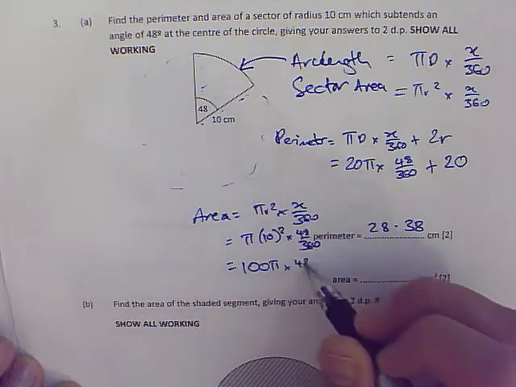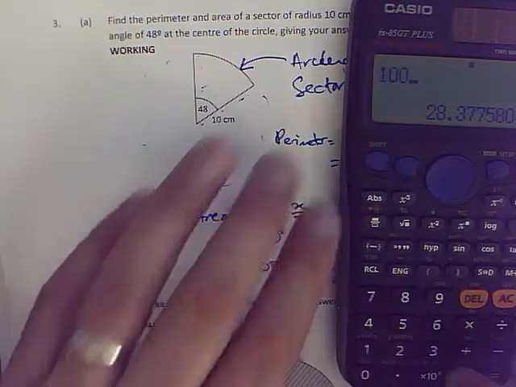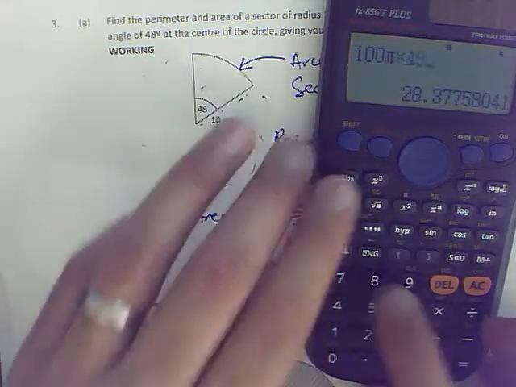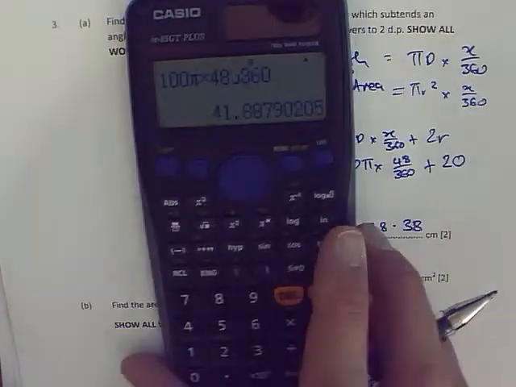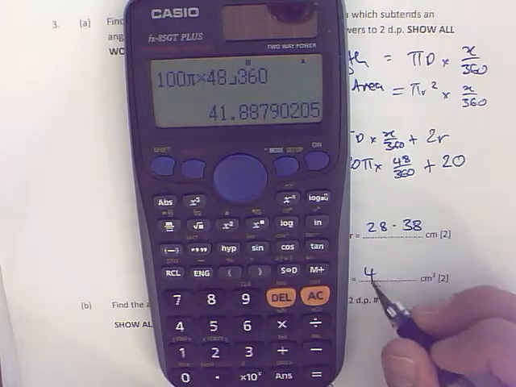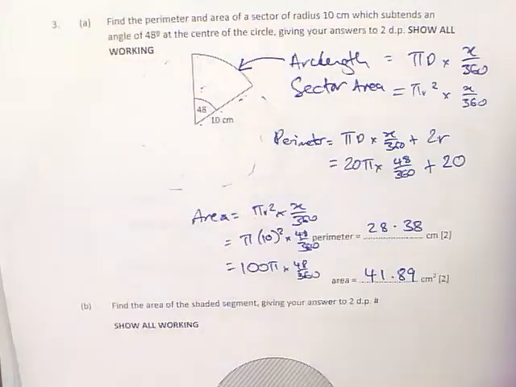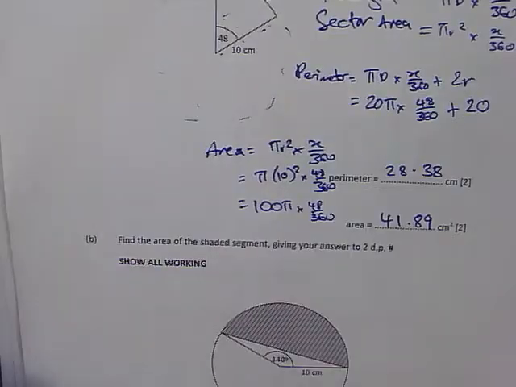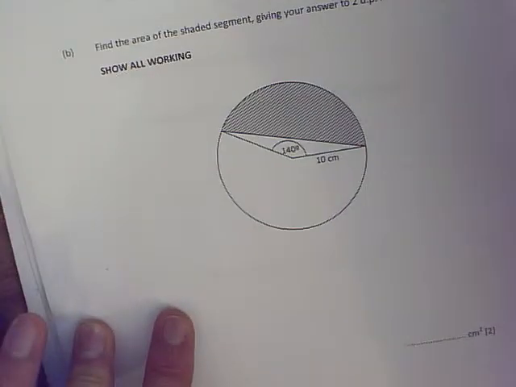For the area, we are doing 48/360ths of the whole area, so the area is going to be equal to pi r squared times x over 360. Which is pi times 10 squared times 48 over 360. It's 100 pi times 48 over 360. Let's pop that in the calculator. 100 pi times 48 over 360, and the answer we get is 41.89. Did you see that? No, it's off screen.